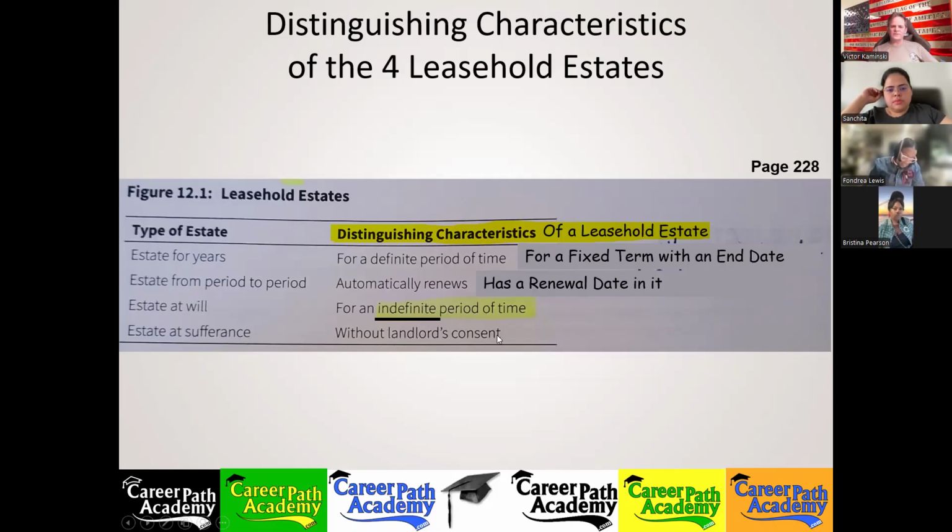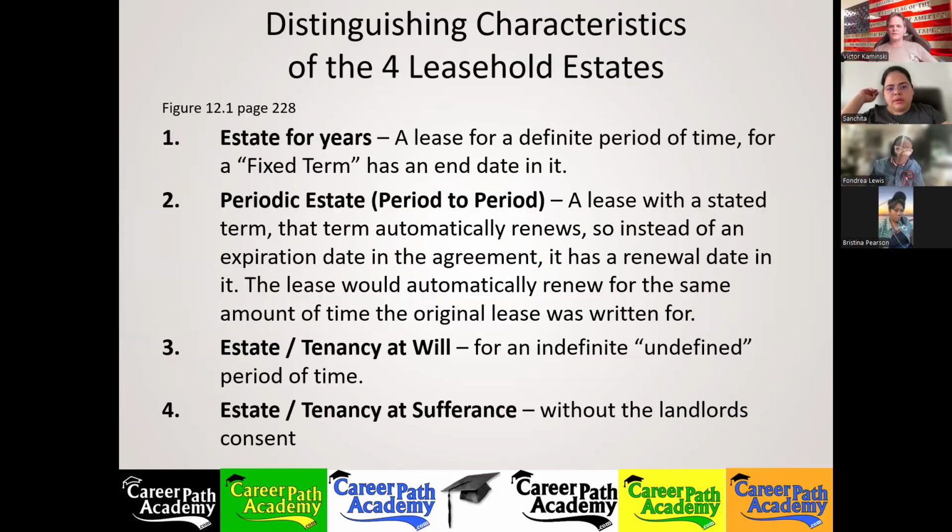And an estate at sufferance is without the landlord's consent. You know, you're not even supposed to be there. Okay, let me know when everybody got that written down and those highlights done so I could change the slide. Done. Okay.